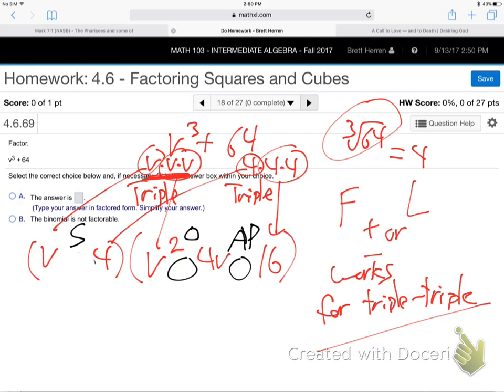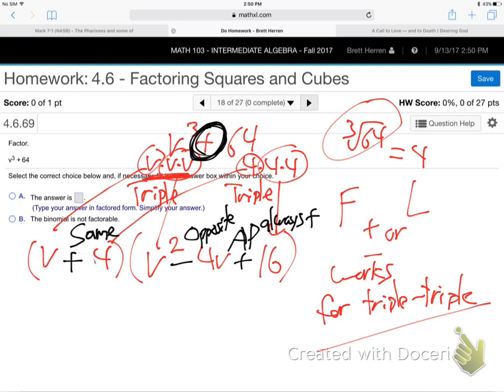If you've seen this before, SOAP stands for same. Same as what? Same as what you started with. So whatever sign you started with in the original question, in this case plus, you put the same as what you started with first. Guess what O stands for? Opposite of whatever you started with. So I started with plus, so this will be minus. And guess what AP, the last sign, the third sign, is? Always positive. The last one's always positive, no matter what you started with. And there we are, we're done. That's the triple pattern.